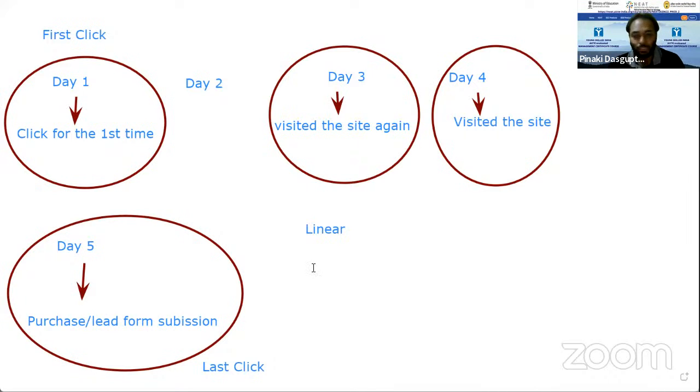Now another attribution model is time decay. What is time decay? Time decay means this particular attribution model gives the credit to the most recent interaction.